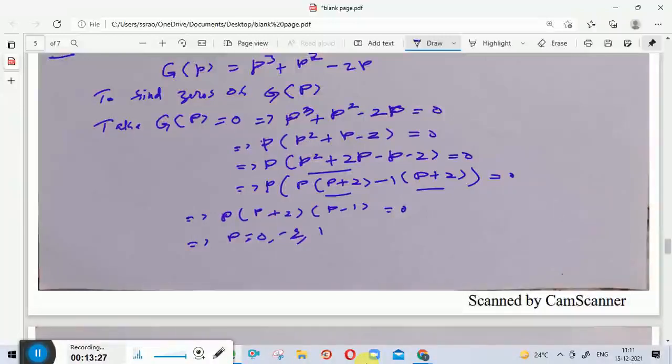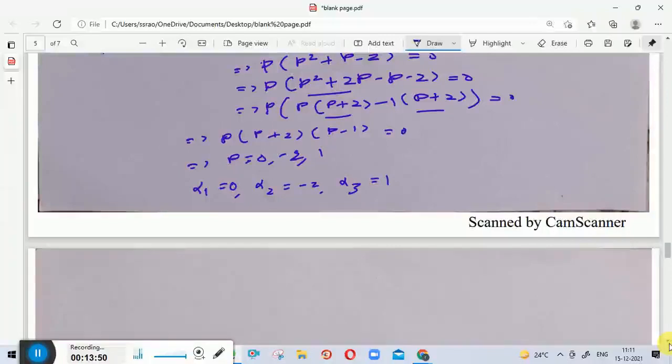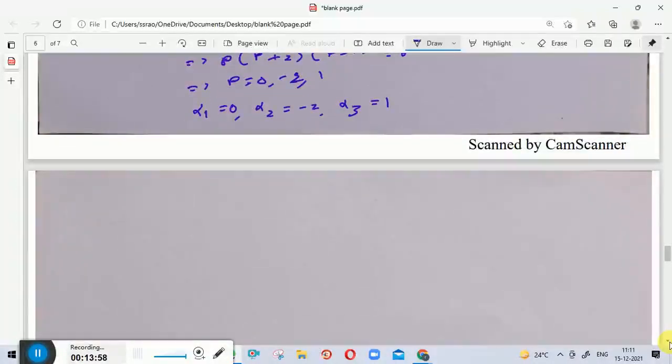So first, let alpha 1 be equal to 0, alpha 2 is equal to minus 2, alpha 3 is equal to 1. Now we have to find f of alpha 1, that is f of 0.